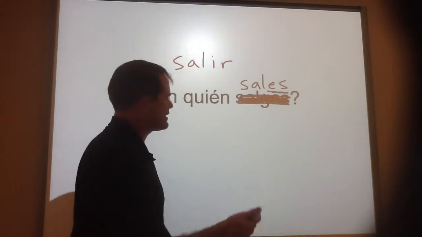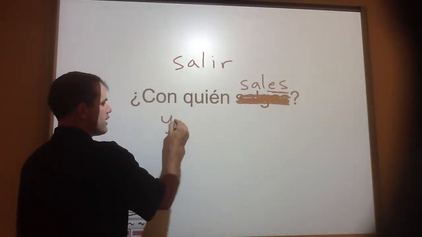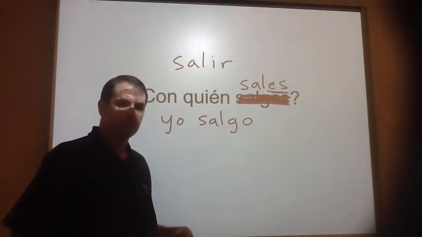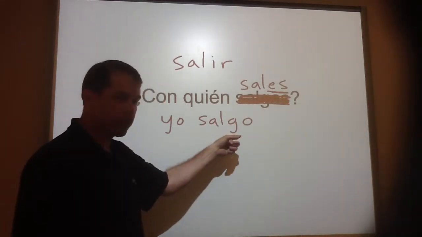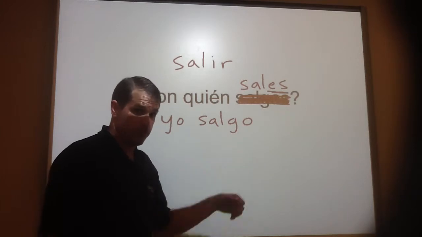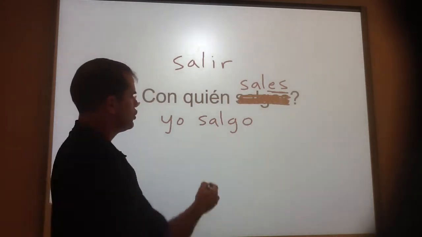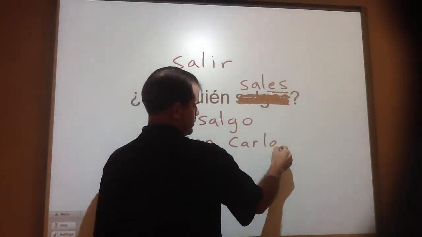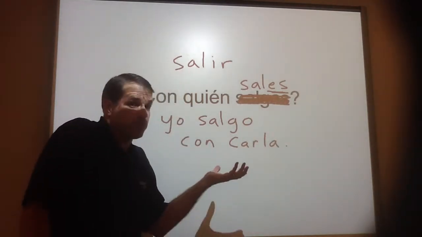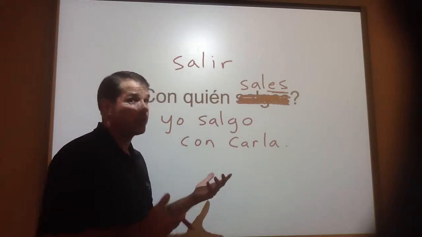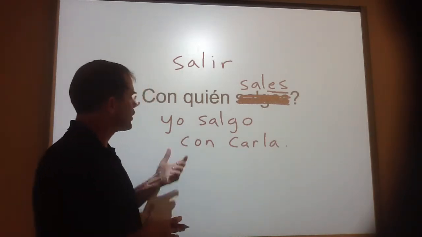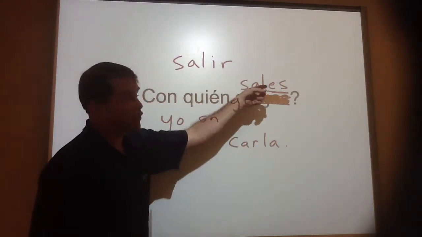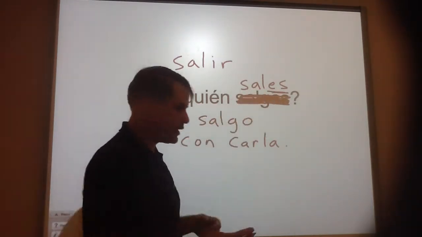Con quien sales? We would answer that with yo salgo. Yo salgo. Once again, it's irregular by adding a G in the yo form. Yo salgo con Carla, porque es mi esposa. I go out with her because she's my wife. Okay, yo salgo con Carla. Irregular yo form, regular in all the other forms. ¿Está bien?